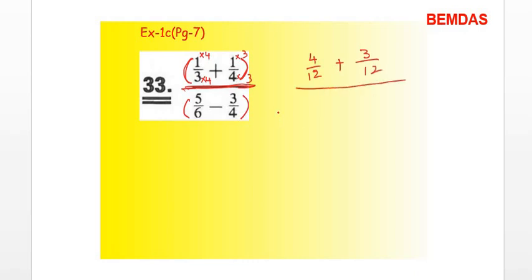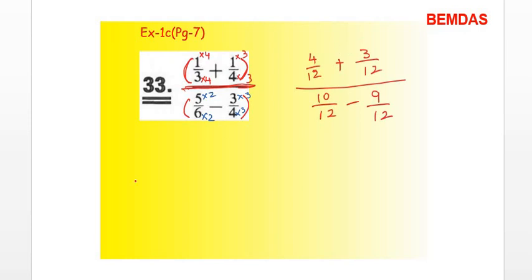Now what we will have in the denominator is 5 out of 6 minus 3 out of 4. Again, if I write the multiplication tables of 6 and 4, 12 is the common number. So this shows that I have to multiply this fraction by 2 and this fraction by 3. And then we will get 5 2s are 10 out of 12 minus 3 3s are 9 out of 12.